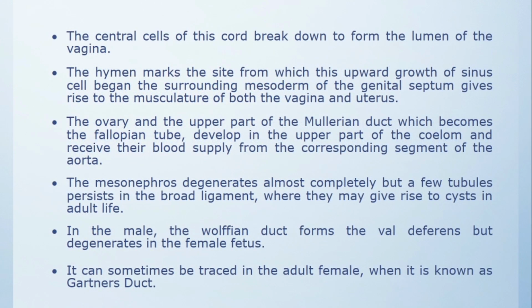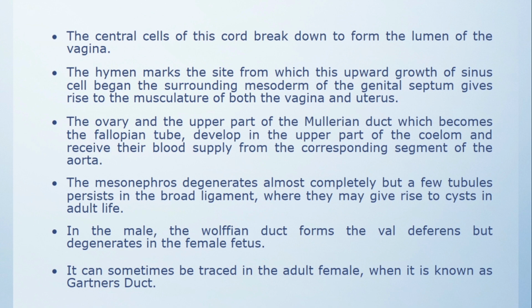The central cells of this cord break down to form the lumen of the vagina. The hymen marks the site from which this upward growth of urogenital sinus cells began, the surrounding mesoderm of the genital septum. And the ovary and the upper part of the Mullerian duct, which becomes the fallopian tube, develop in the upper part of the coelom and receive their blood supply from the corresponding segment of the aorta.